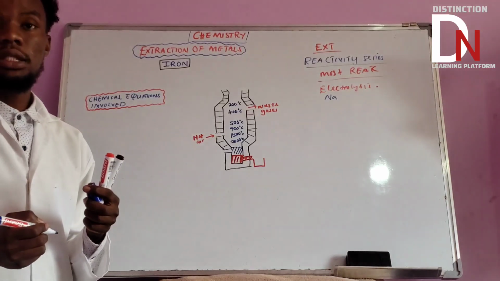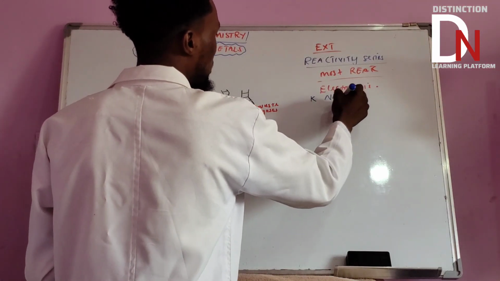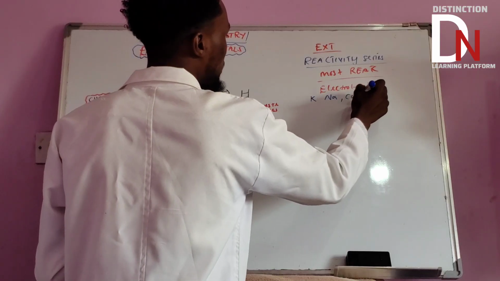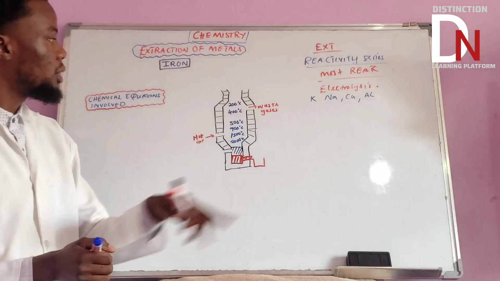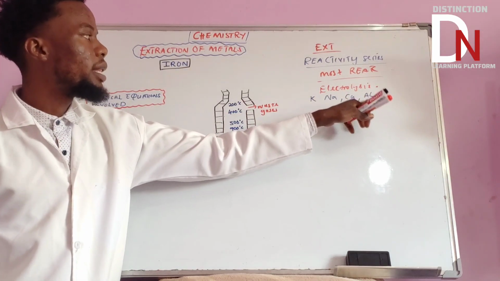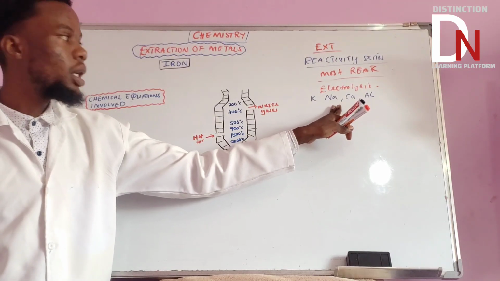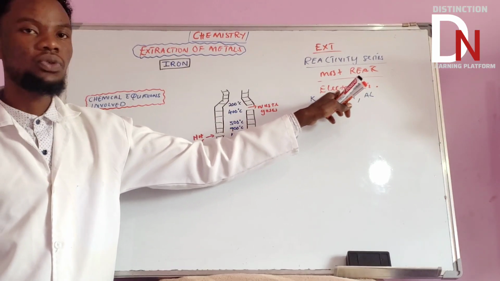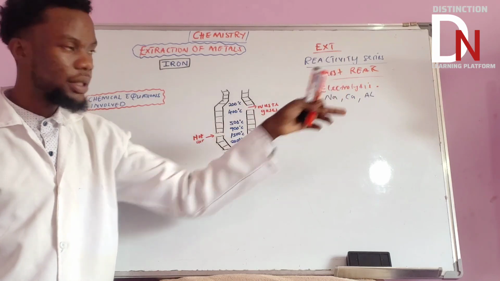Sodium is most reactive. Also, potassium is most reactive. Calcium and aluminium too. These metals that I've written here, potassium, sodium, calcium, and aluminium, are most reactive. If you want to obtain these metals from their ore, you are going to use electrolysis. Why? Because they are most reactive.